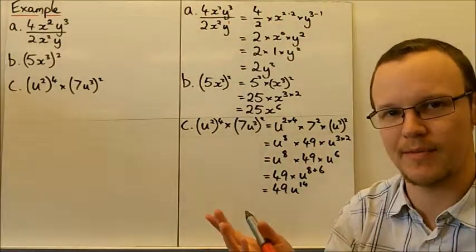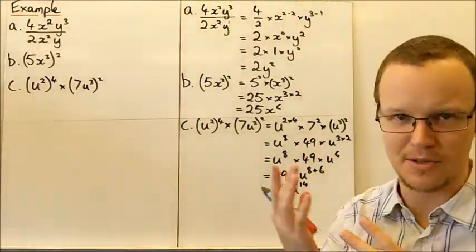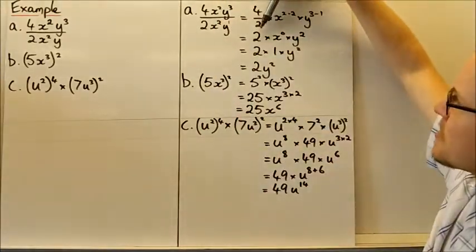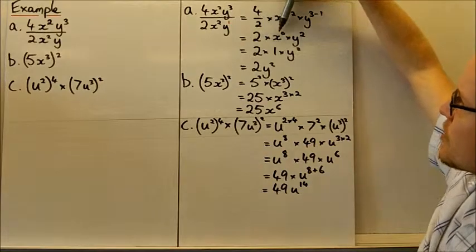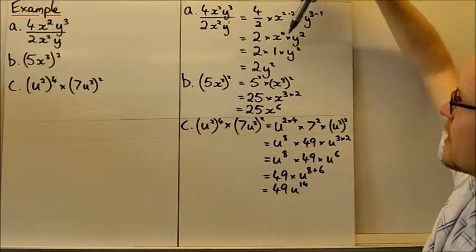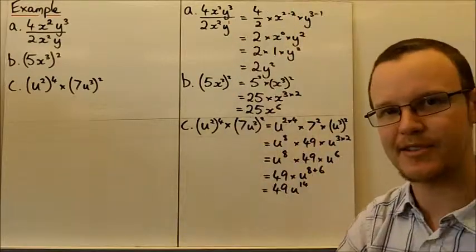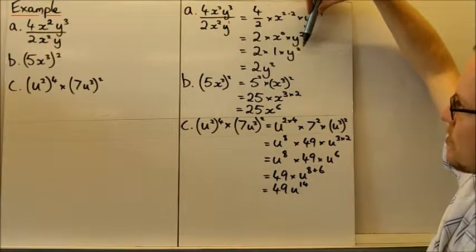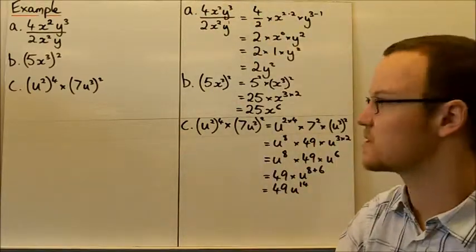Whenever we've got just a variable by itself, it's always raised to the power of 1. We just don't need to write it every time. So that's the same as 4 divided by 2 is 2, times x to the power of 0, because that's 2 minus 2, times y to the power of 2. Now x to the power of 0, anything to the power of 0 is 1, so that's the same as 2 times 1 times y squared. So that's just 2y squared.